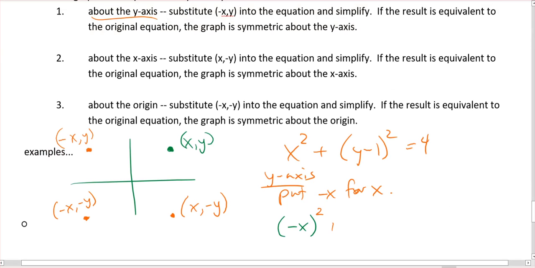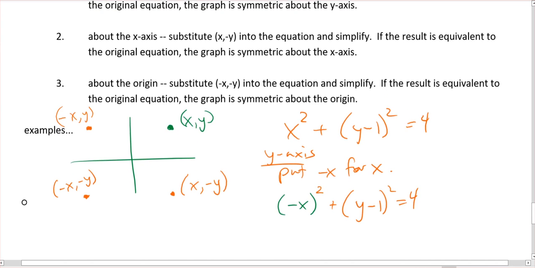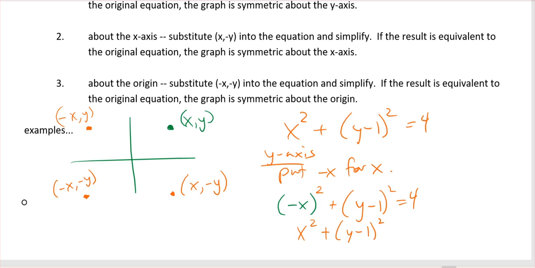Grouping symbols are going to be pretty important for us here. The mistakes we make because of grouping symbols are going to be a little frustrating, so I would very much suggest we use grouping symbols wherever we can, because we'll make fewer errors that way. Now I've got a negative number times x squared. So (negative x) squared is positive, so this is going to be a positive x squared. And this is the same. That means this graph has y-axis symmetry.